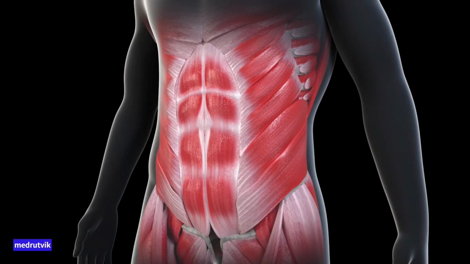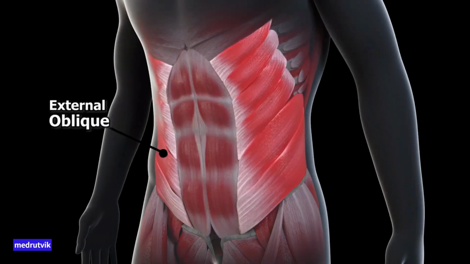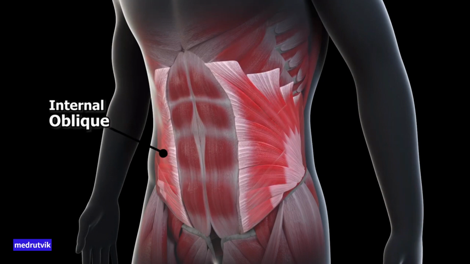In this video, we'll explore the anatomy and function of the four muscles that make up the abdominal wall: the transversus abdominis, rectus abdominis, external oblique, and internal oblique.